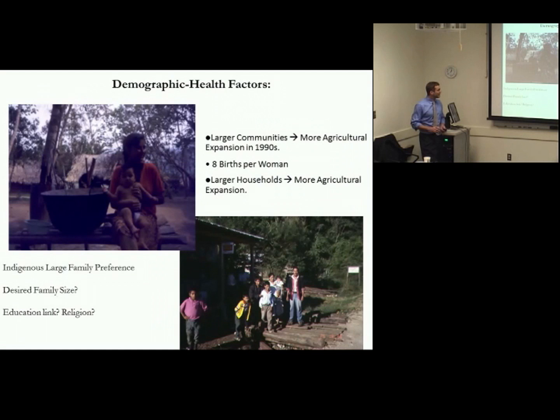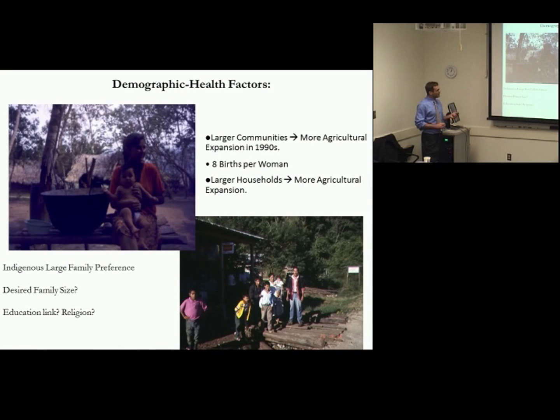8 births per woman was more or less what we were estimating for a TFR. Larger households were conducting a more expansive swidden and did have a greater footprint at the farm scale. The in-migration was nearly 10% per annum during the mid-90s. That was a big factor.